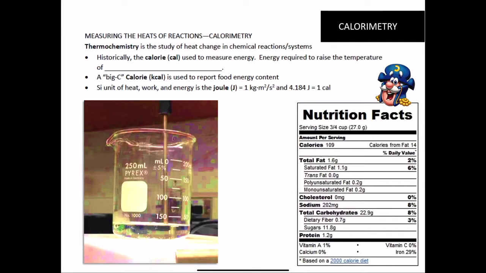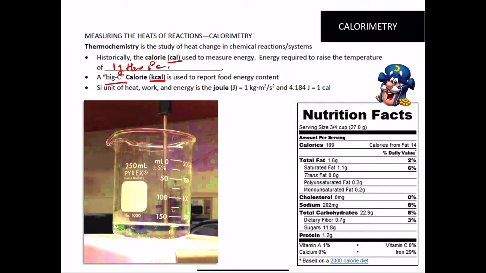Thermochemistry, as we said already, is the study of heat and change in chemical reactions and systems. Historically, the calorie was used to measure energy. So a calorie is a unit of energy, defined as the energy required to raise the temperature of 1 gram of water 1 degree Celsius. So if you have a calorie's worth of energy, you can raise the temperature of 1 gram of water 1 degree Celsius.